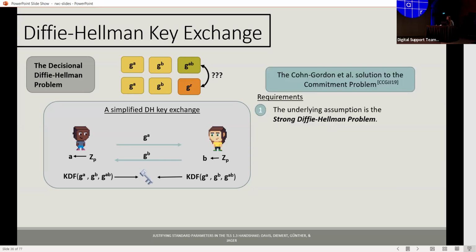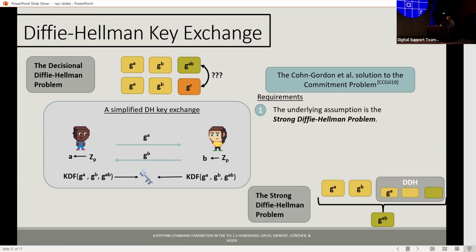But in a Crypto paper in 2019, Cohn-Gordon et al. came up with a solution for the commitment problem that they applied to some specially designed key exchange protocols that had three important properties. First, they reduced to the strong Diffie-Hellman problem instead of the decisional Diffie-Hellman problem. Strong Diffie-Hellman is an interactive assumption where an adversary is given the two Diffie-Hellman shares and an oracle for the DDH problem that solves a restricted variant. It then has to compute the Diffie-Hellman secret on its own.